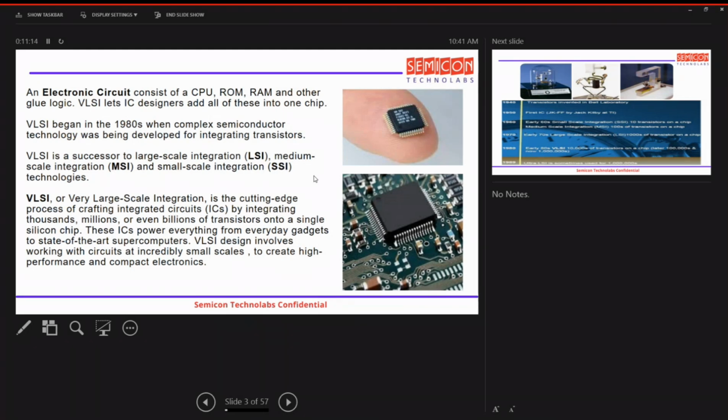In a nutshell, VLSI is a technology which helps integrate billions of transistors into a single chip so that you can have an electronic circuit existing in a chip. That's how we can connect the dots.